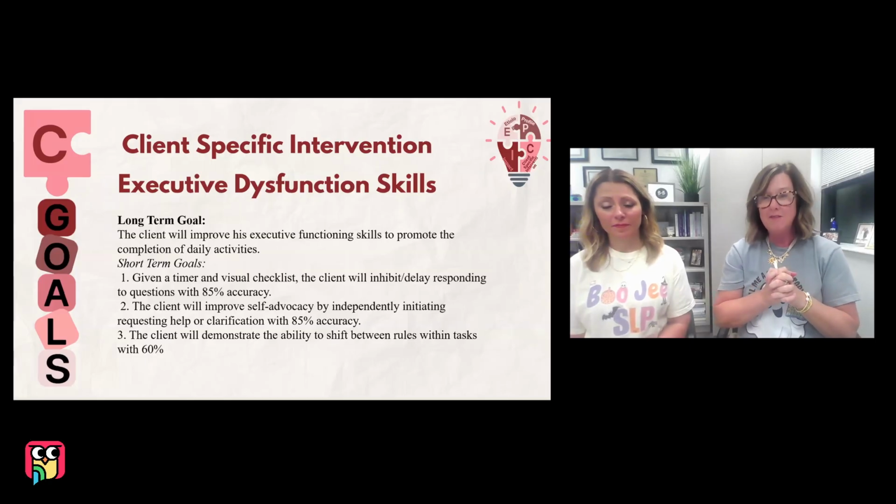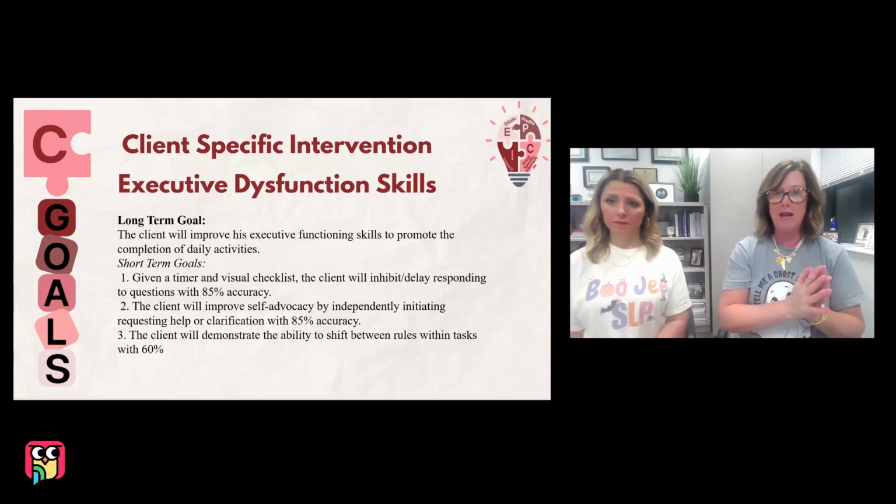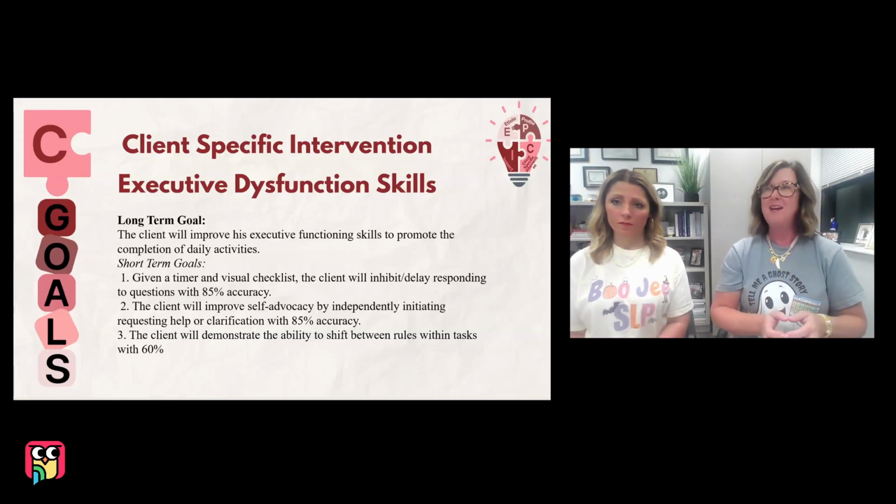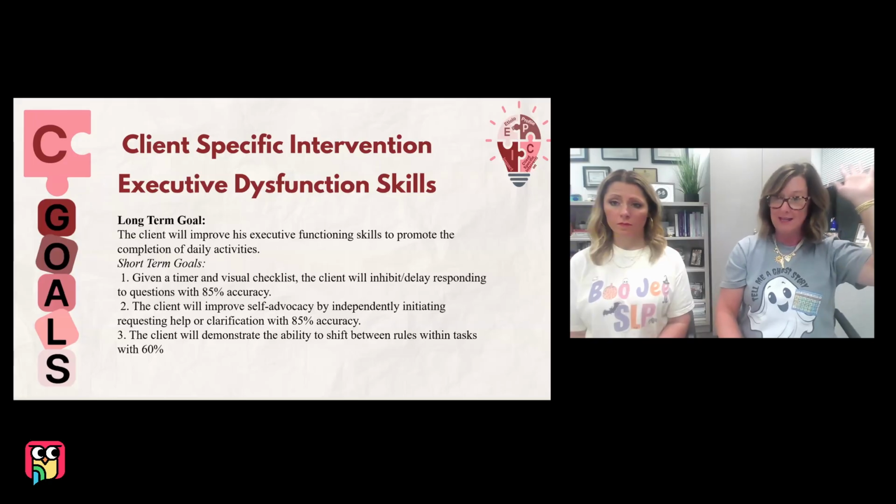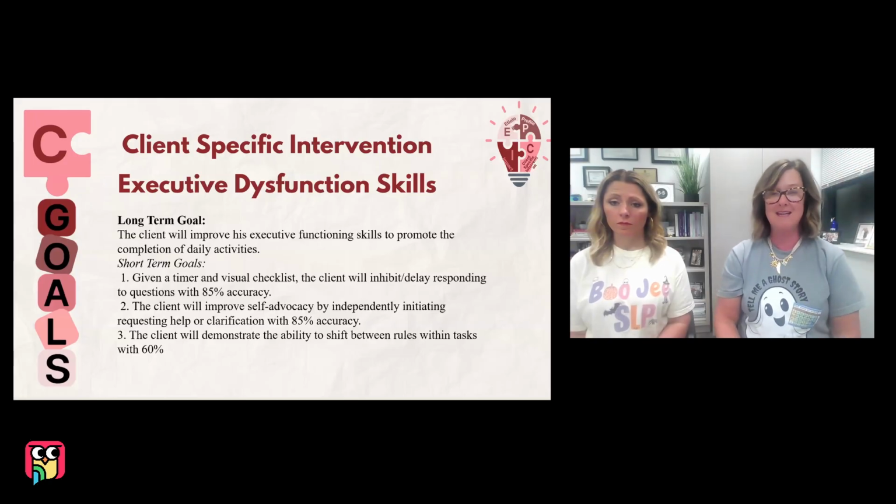Also, improving self-advocacy by independently initiating, requesting help or clarification. Don't just zone out and think we're going to ignore you. You need to say, I missed that. I was dysregulated. I missed that. Can you say it again? So we really work on self-advocacy skills. And then also the ability to shift between rules.